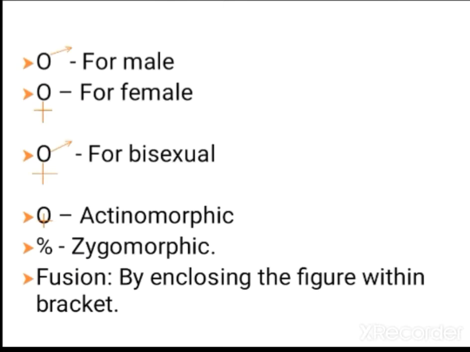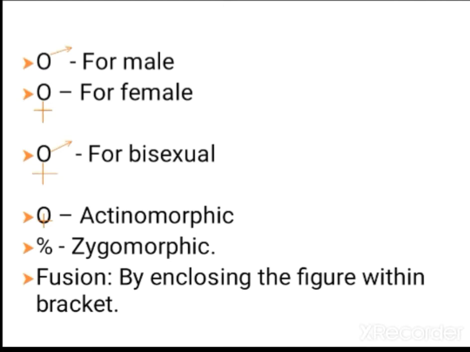For male flowers there is one arrow, and for female they put a plus symbol. Bisexual means the arrow and the plus symbol both will be there. Actinomorphic flower: the plus symbol is put inside, meaning we can cut in any direction into equal halves, radial symmetry. Then zygomorphic: this type of symbol is given. Zygomorphic means only in a single plane you can cut into two equal halves.